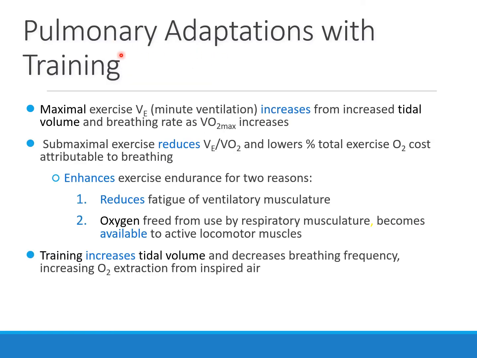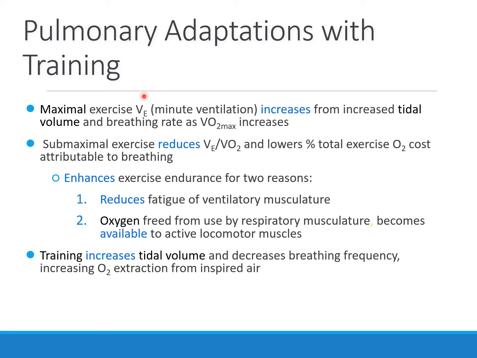So next we're going to talk about pulmonary adaptations with training. So in maximal exercise, what do we typically see? Well, we see that the VE, or the minute ventilation, increases because we have an increase in tidal volume and breathing rate as exercise intensity increases. So what is VE? Well, VE is essentially the amount of air that is breathed in and breathed out in 1 minute. So what is that total volume of air that's breathed in and breathed out in 1 minute?